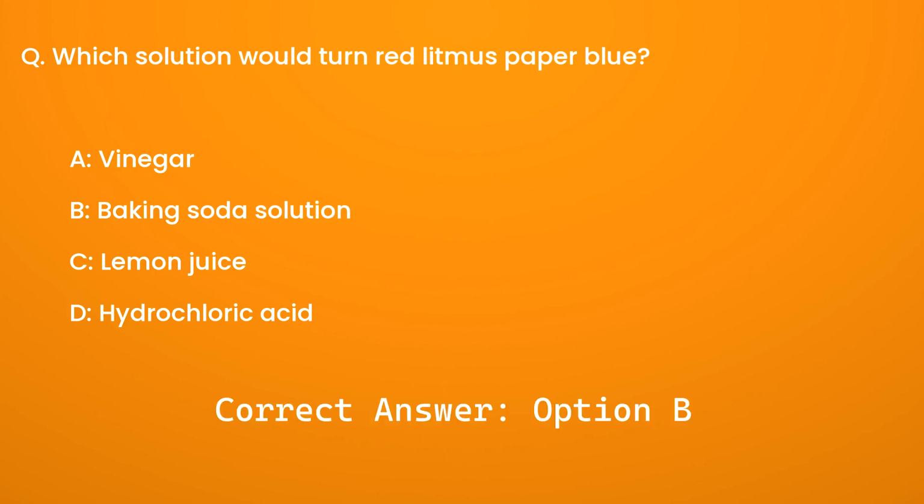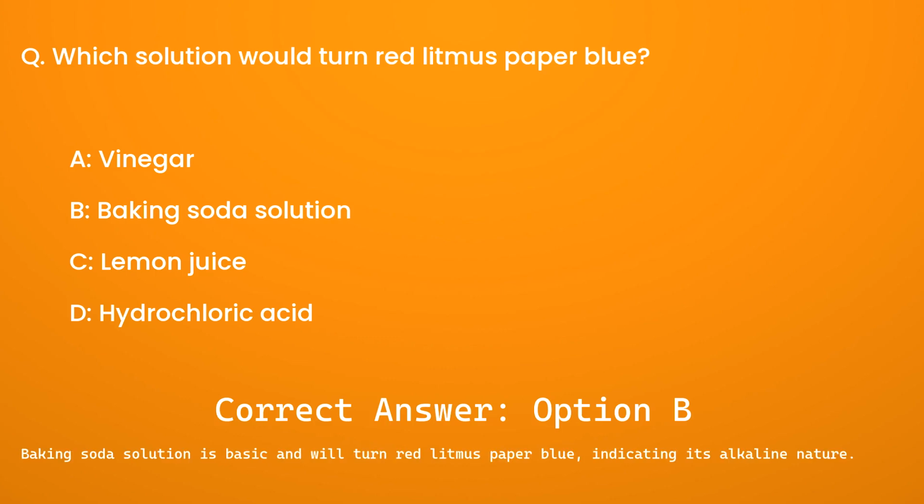The correct answer is option B, which is baking soda solution. Baking soda solution is basic and will turn red litmus paper blue, indicating its alkaline nature.